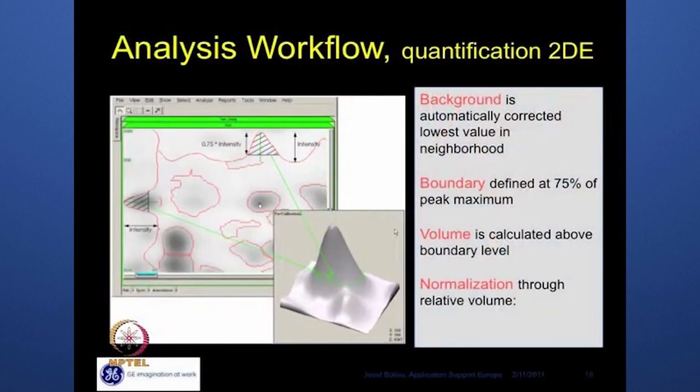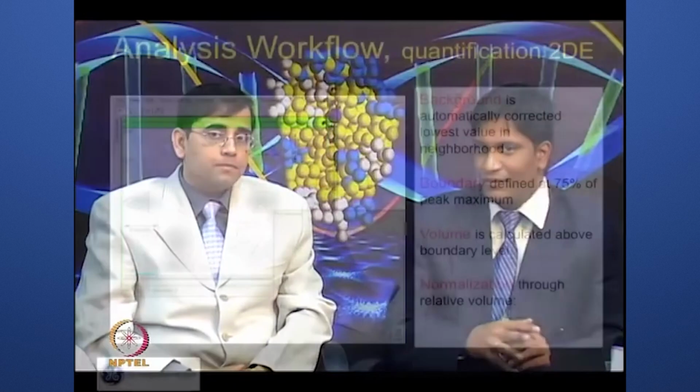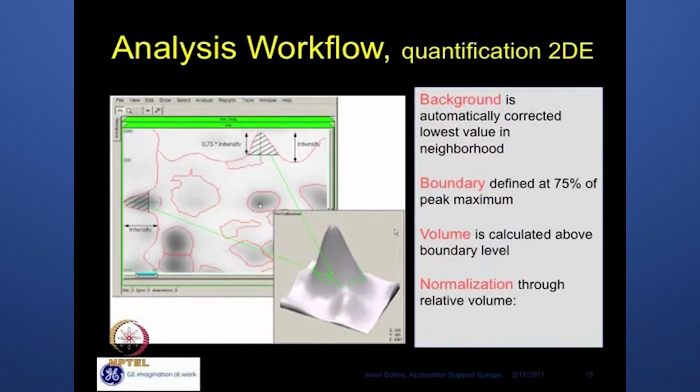In the analysis workflow, now we can see the quantification of the 2D gel electrophoresis. There are basically 4 parameters which we are seeing here. The background is automatically corrected to the lowest value in the neighborhood. Then the boundary is defined at 75% of the peak maximum, so one can remove the background easily. Then volume is calculated above the boundary level only, where you can see the green line, the green boundary. Only above this we are calculating the volume.